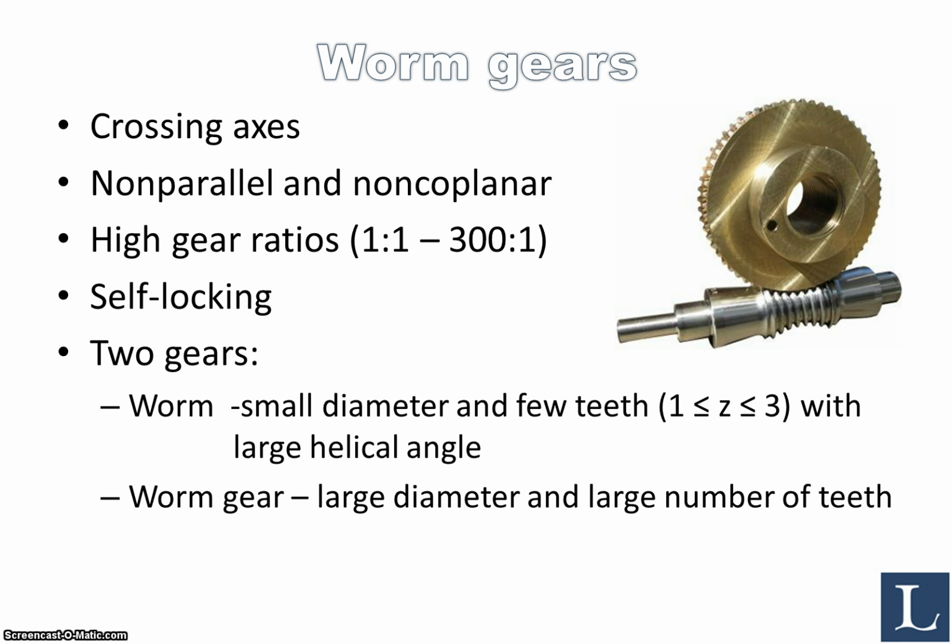And the worm gear consists of two gears. You have the worm, which is shown right here, the silver or steel color part here. It has a small diameter and very few teeth. The number of teeth is typically between 1 and 3, and it has a relatively large helical angle. The worm gear, which is the large one over here, has a large diameter and a large number of teeth, and this combination offers you high gear ratios.